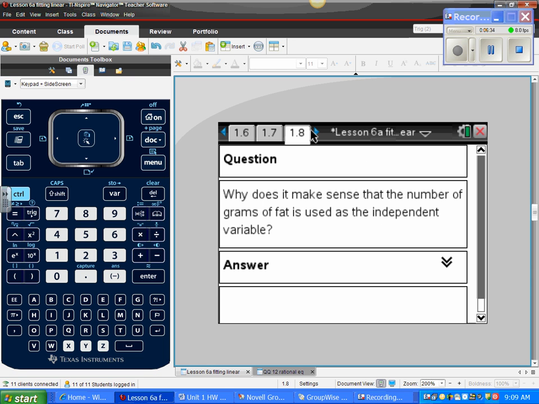There it is. Okay, so why does it make sense that the number of grams of fat is used as the independent variable? Independent meaning what? It stays the same, right? It's not going to be changed based on the other variable. Which one is independent? Fat. So why is calories dependent? It changes according to how much fat I have. So it makes sense that fat is the independent variable because it determines how many calories it's going to have.